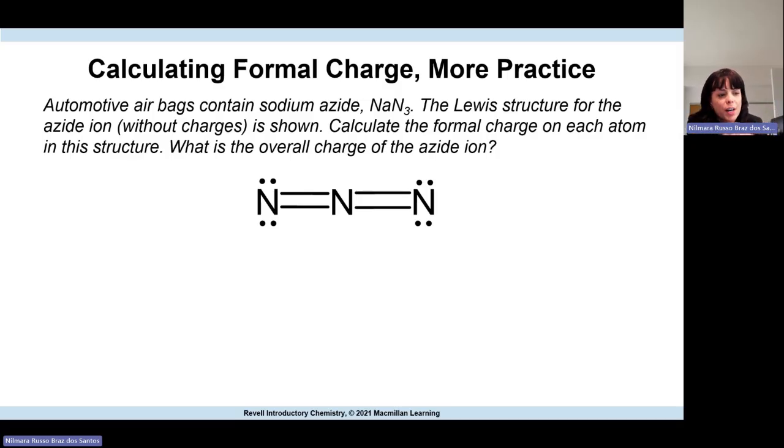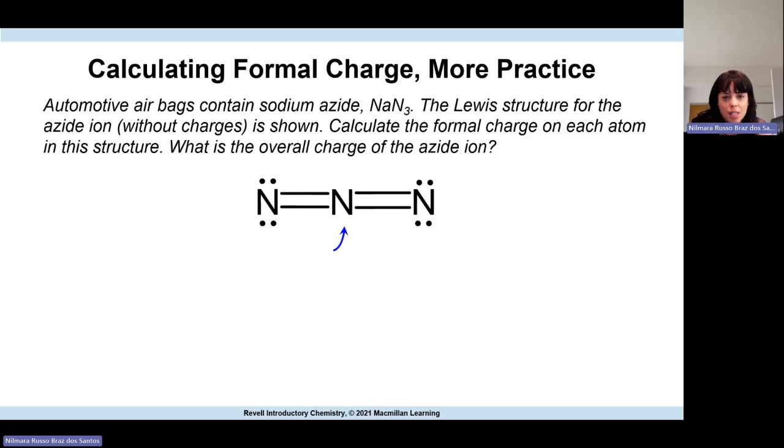So automotive airbags contain sodium azide. The Lewis structure for this azide ion, without charge, is shown over here. Calculate the formal charge on each atom in the structure. What is the overall charge of the azide ion? So what do you need to know? Valence electrons, number of bonds, and number of non-bonding electrons.